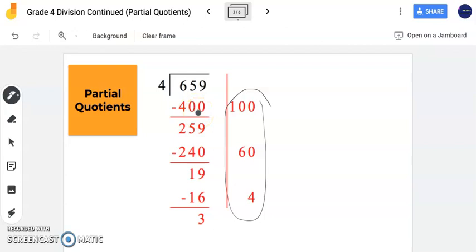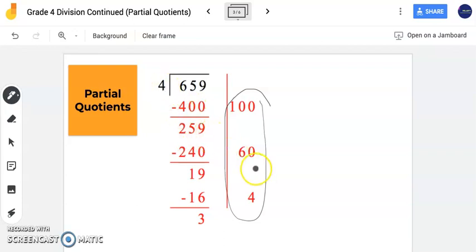Now, yes, I can get closer to 659, but 4 times 100 was something really easy and quick I could recall. So I chose 100. You could have chosen something larger, and that's fine, but this was something very simple to recall, and that's okay, because now I'll just continue the same steps, getting down to a very small number. So now 4 times 100 is 400. I subtract, I'm left with 259.